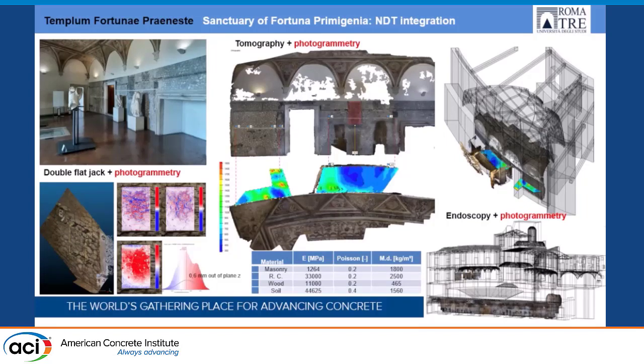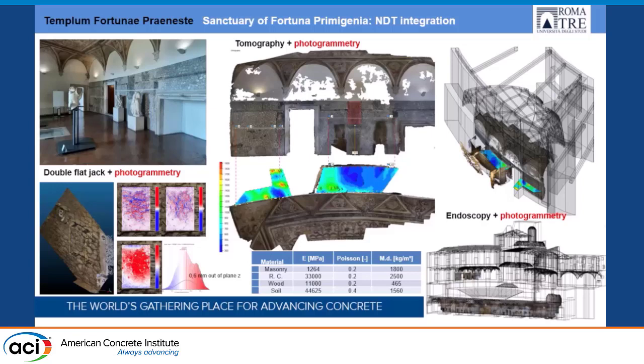Inside the museum, we can see the benefit of integration between photogrammetry, which is a virtual inspection, together with more traditional non-destructive or semi-destructive tests. For example, the coupling with the double flat jack is really innovative, because in this case, the photogrammetry with the restitution of the point cloud step by step allows us to catch the out-of-plane deformation of the masonry.